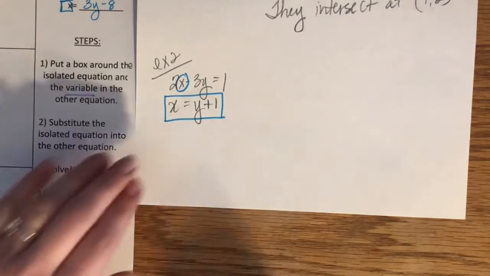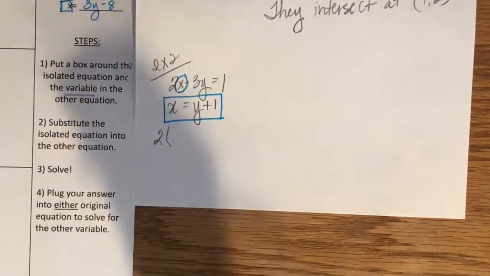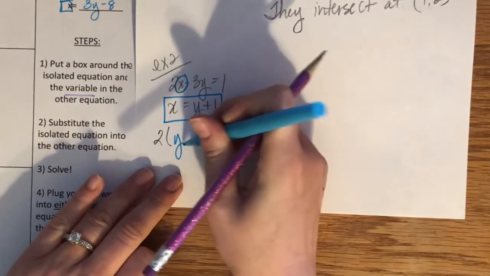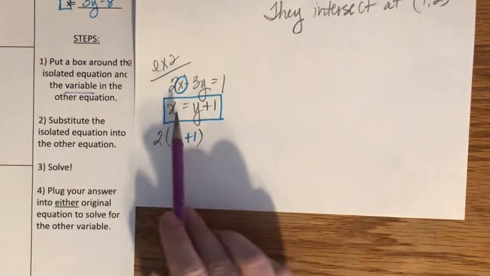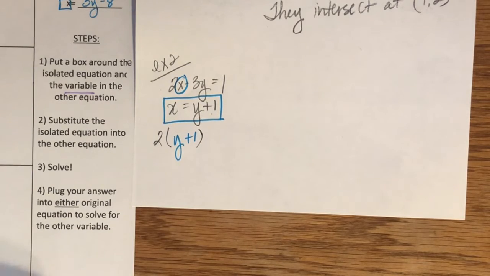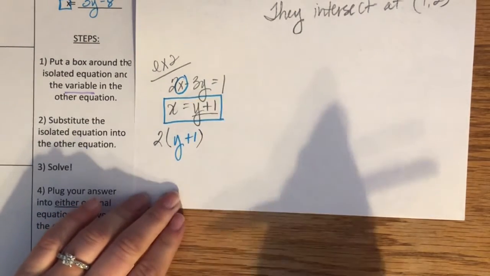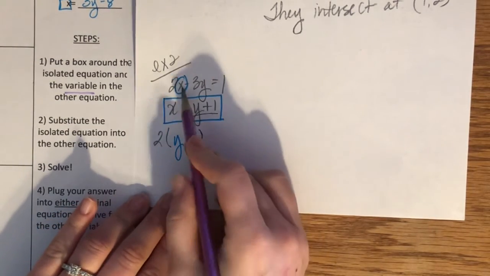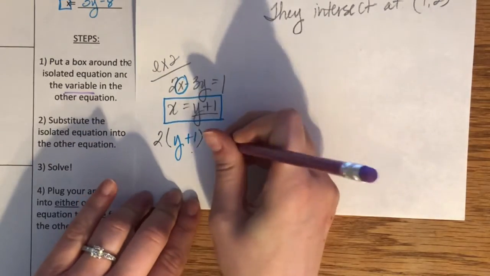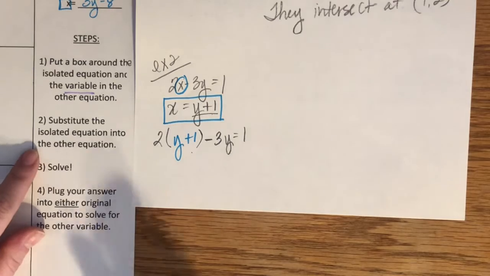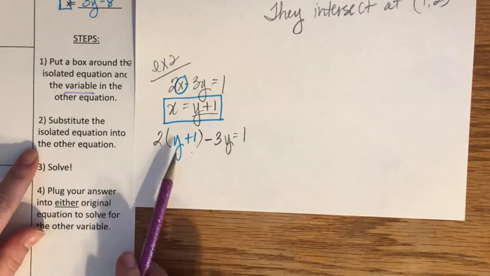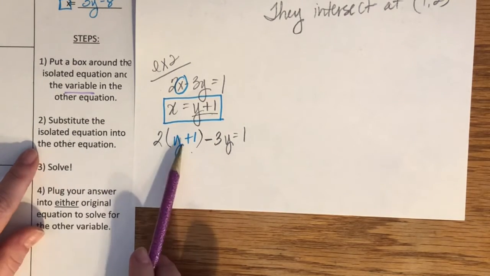All right, so I'm going to say 2, and instead of x, I'm going to put y plus 1, because this is saying x is the same thing as y plus 1. Just like when you get a number, like x equals 5, and you replace x with 5, we're just replacing it with this entire thing. So 2 times my x, which is y plus 1, minus 3y equals 1. So we substituted, we just did step 2, we substituted the isolated equation into the other equation.